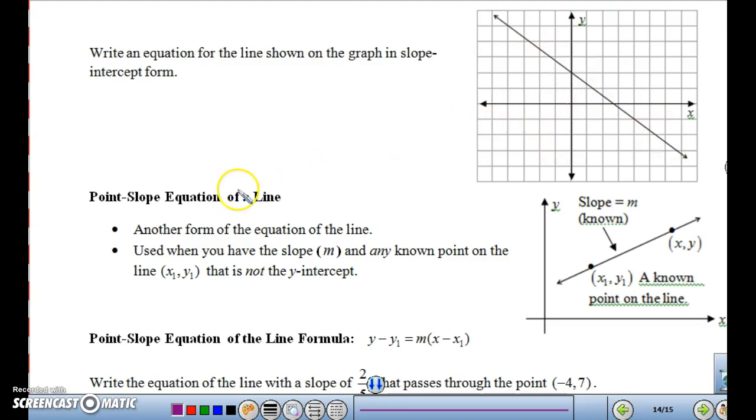So here is my line on my graph. We need to know the slope and we need to know the y-intercept. So we need to know the slope, which is m, and we need to know the y-intercept, which is b, in order to write the equation of the line.